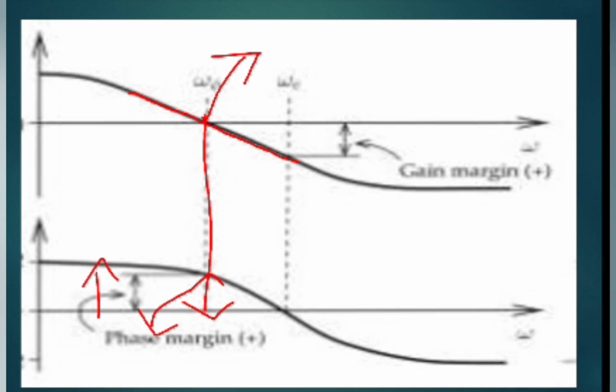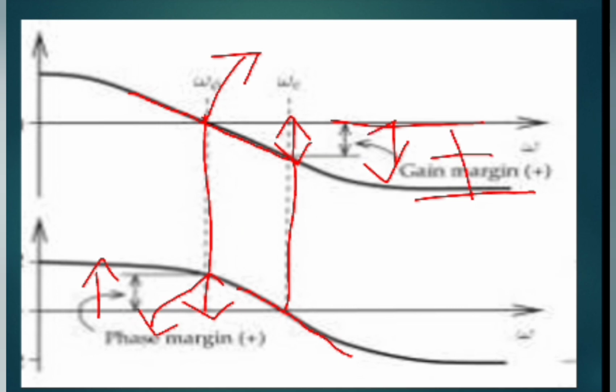Similarly, finding the value of WPC, that is when the phase angle plot crosses the minus 180 degree line, we get the value of WPC and then find out the magnitude in the magnitude plot, and that value gives you the gain margin. And you can see that below the 0 decibel line the gain margin will be positive. So as both the values of phase margin and gain margin are positive, the system is stable.